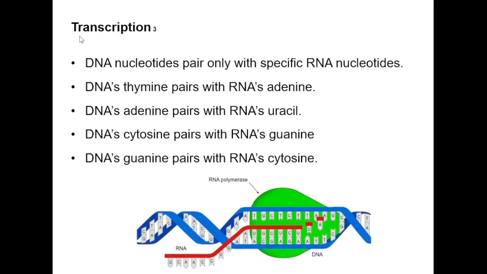So the product of transcription is an mRNA, which will exit the nucleus through the nuclear pore. So again, in transcription, we will make a copy of the DNA, and that copy is the mRNA. That's why it's called transcription. We transcribed a new copy.